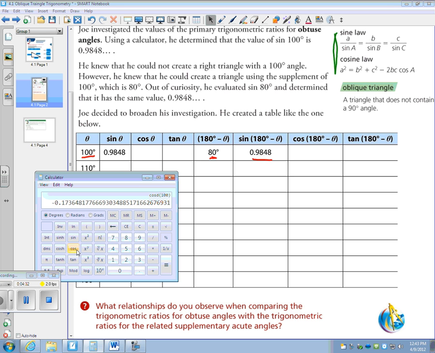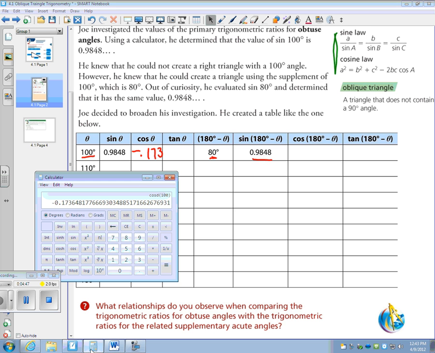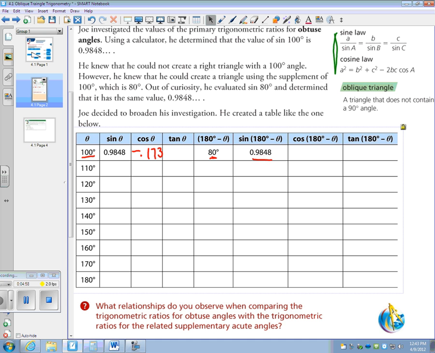And we get a negative. We get negative 0.173. Okay, and now let's try the cos of 80. So we're going to do 80 cos. And we get the same decimal, but it's no longer negative. We get 0.173.